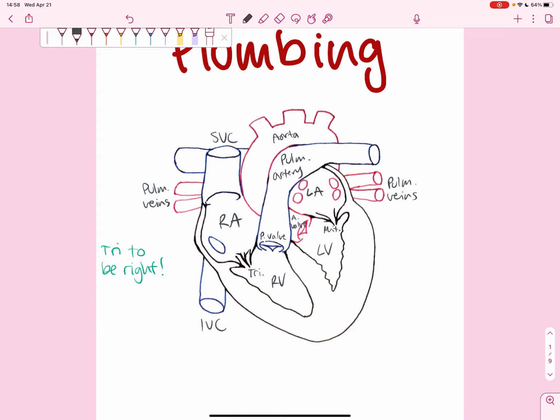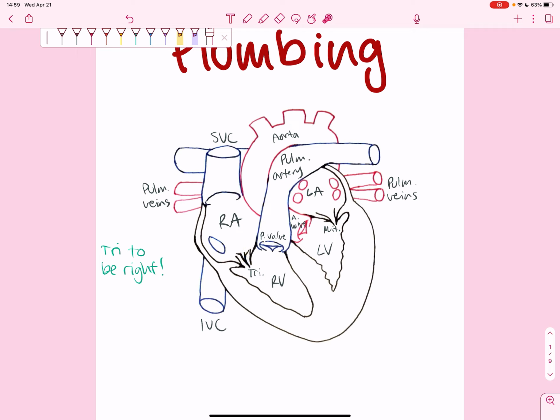Okay, now we can talk about blood flow. So I just ordered everything. I labeled everything in order of blood flow, but we'll go through it just to be clear. So we start at the superior and inferior vena cava, which bring deoxygenated blood in from your head up here and from your abdomen and legs down here into the right atrium and through the tricuspid valve to the right ventricle.